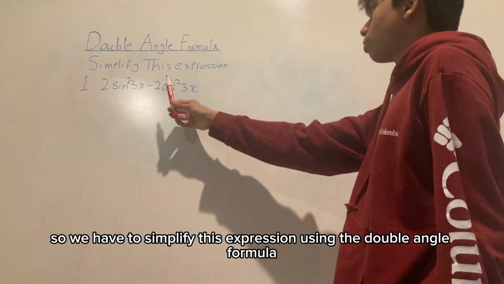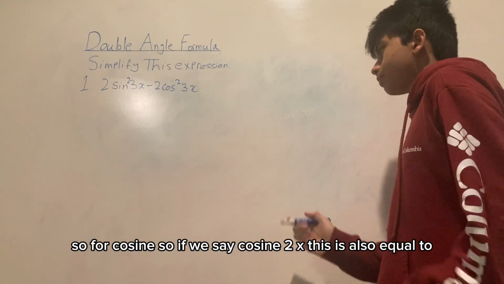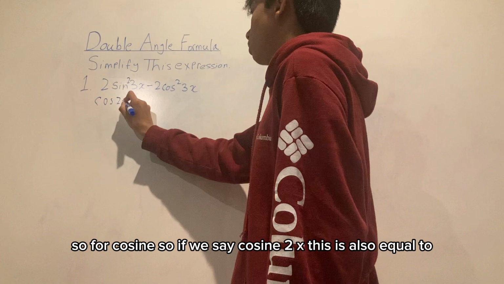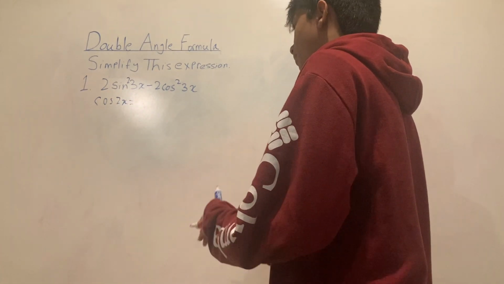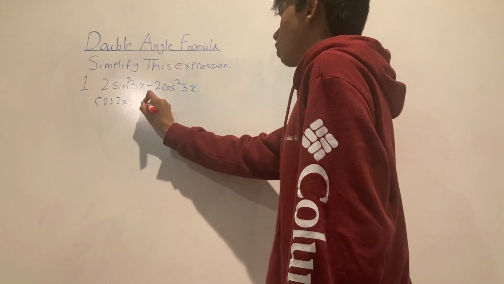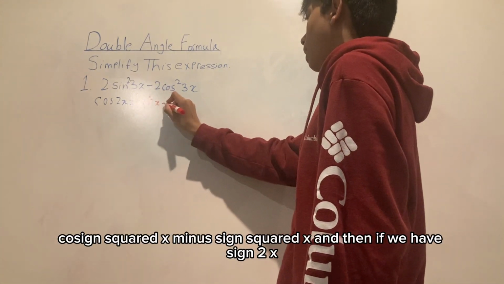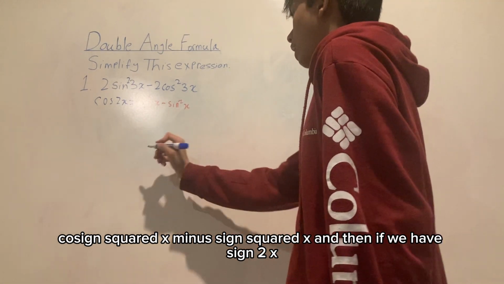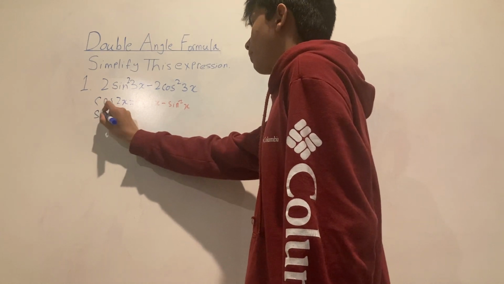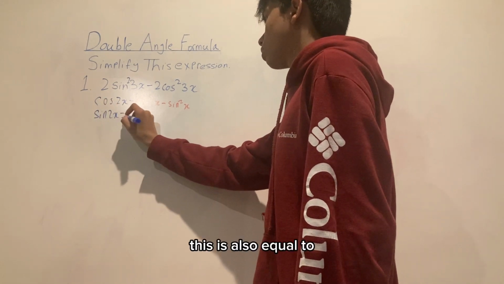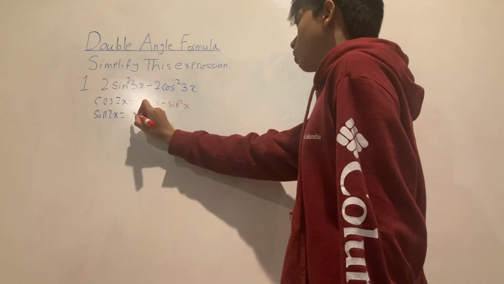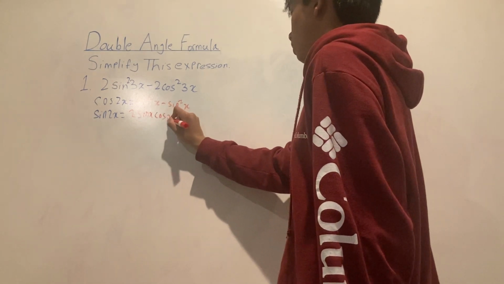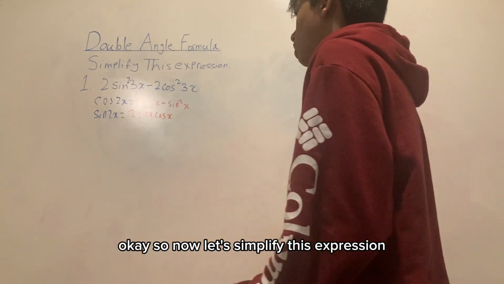Okay, so we have to simplify this expression using the double angle formula. For cosine, cosine 2x is also equal to cosine squared x minus sine squared x. And then if we have sine 2x, this is also equal to 2 sine x times cosine x.